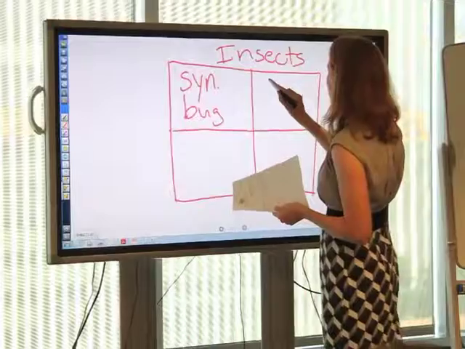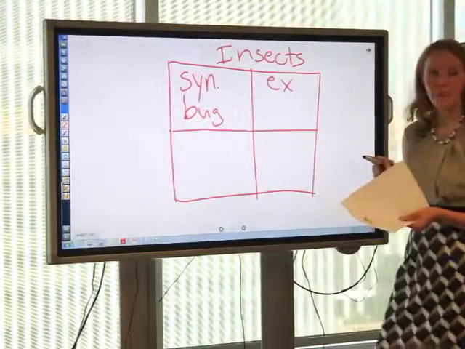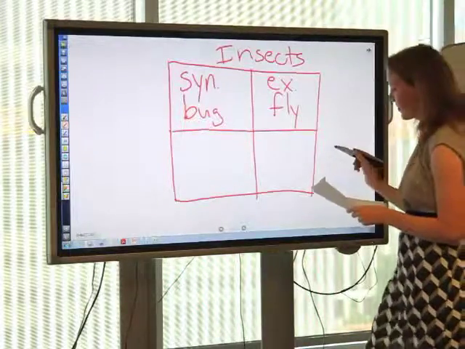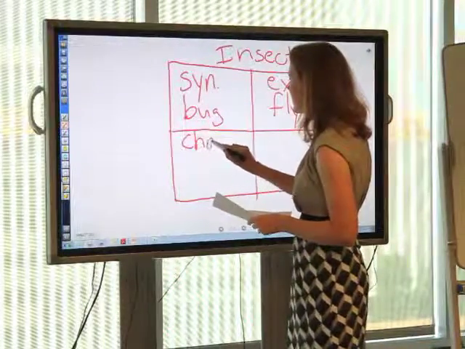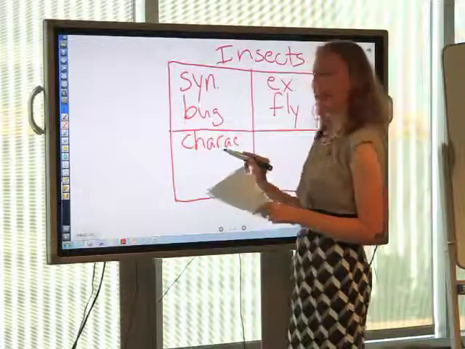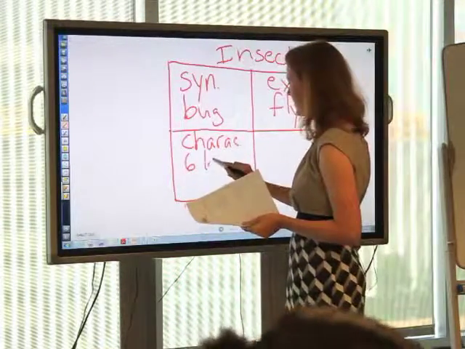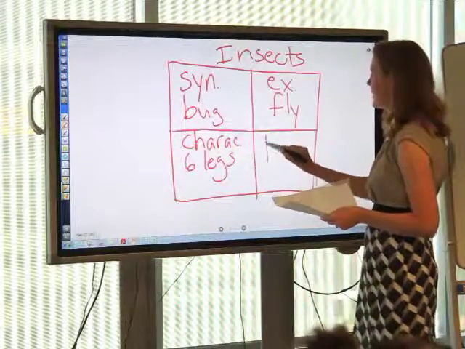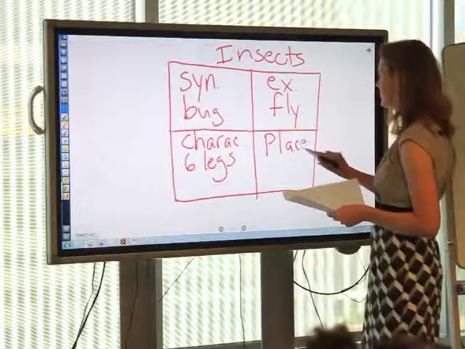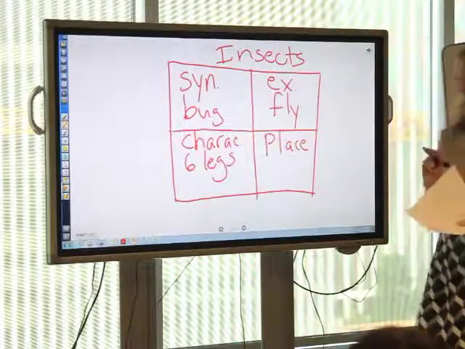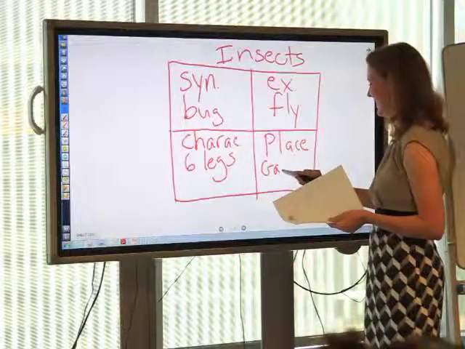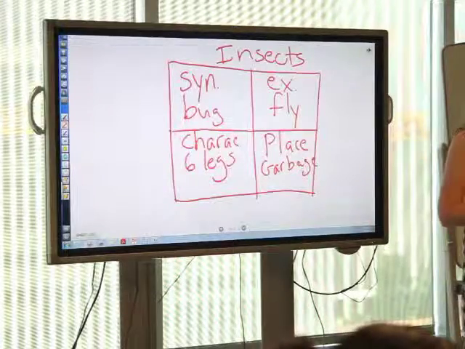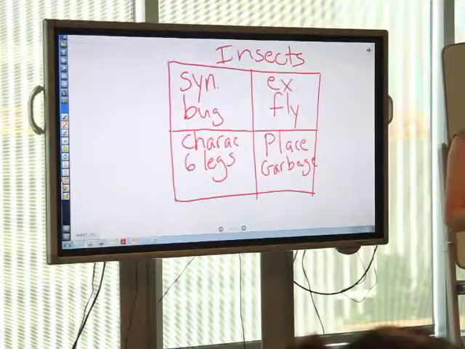And what's an example of an insect? Fly. A fly. And how about characteristics of insects? Very good. And then a place you might find them. The dirt. Garbage. Yep, dirt. And so all these answers, you can be writing them all down. But that's semantic mapping, just a deeper dive into a keyword.